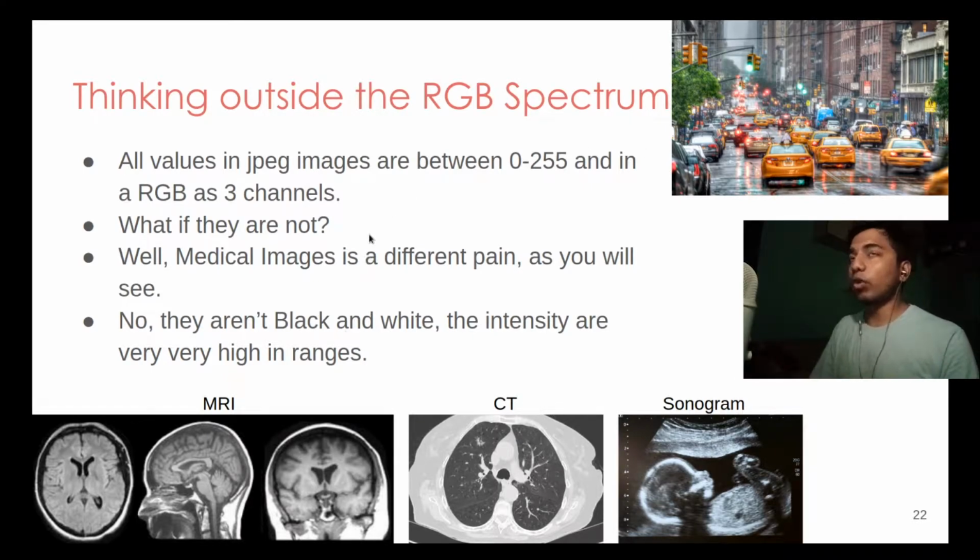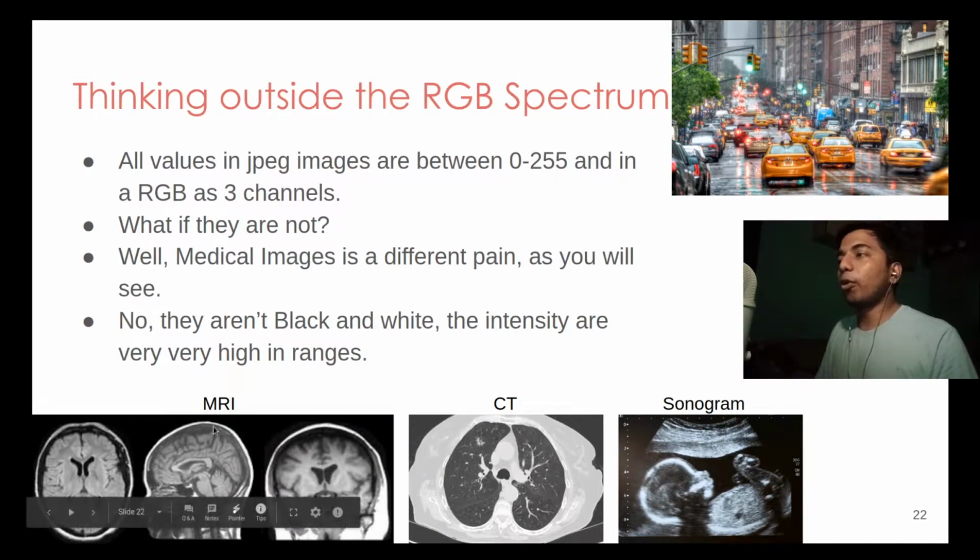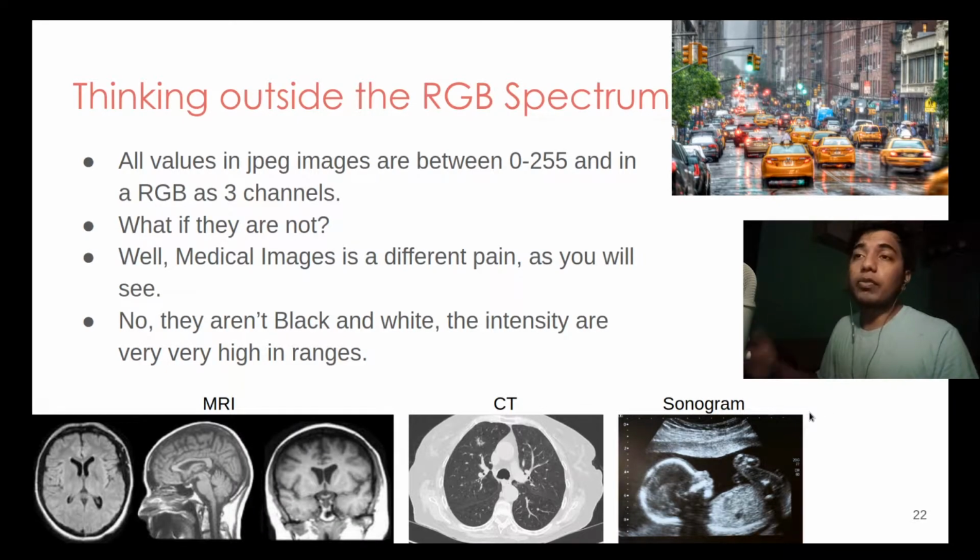So the next question becomes, what if it's a black and white image like MNIST? Then things change. As you can see in the very popular modalities over here, MRI, CT and sonogram, all of these images are black and white. And not just black and white, but they vary in intensity. So these images aren't limited to 0 to 255, but they can go as high as 0 to 65,536. That's like an int 64 if I'm correct. So that's why we have to treat medical images quite differently.